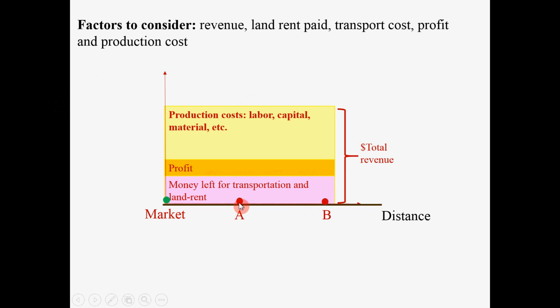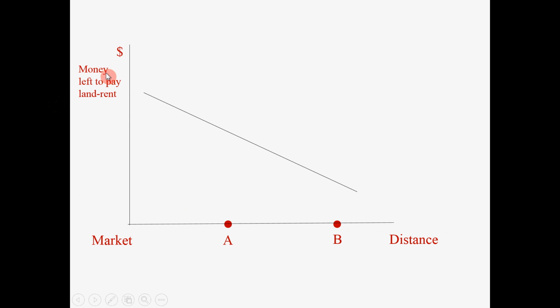That means that farmer A has more money left to pay rent. Farmer B starts out with the same amount of money for both transportation and land rent. But now, since B spent more on transportation, B would have less money left to pay rent. And that is this. Money left to pay land rent is more for A, less for B, because B lives further away from the market. He spent more on transportation, so he would have less left to pay rent.